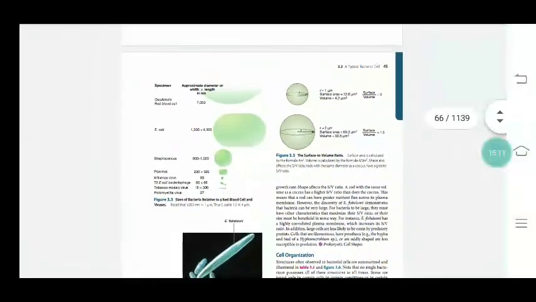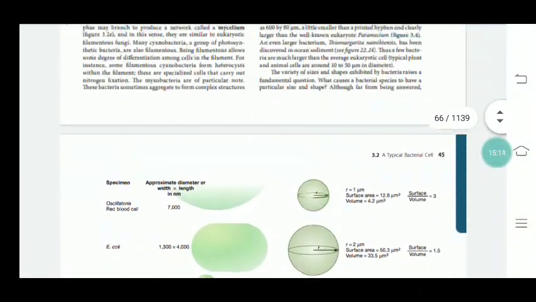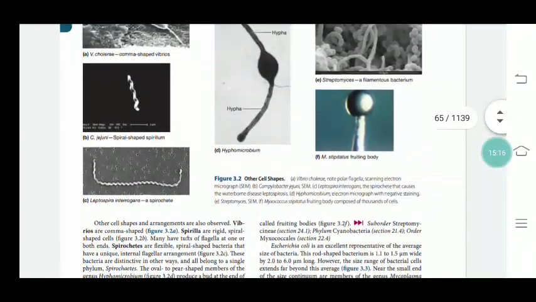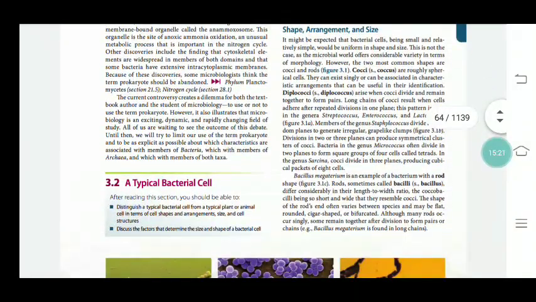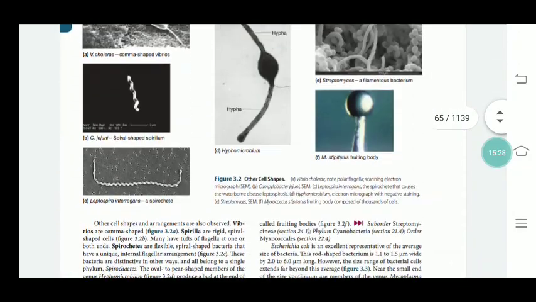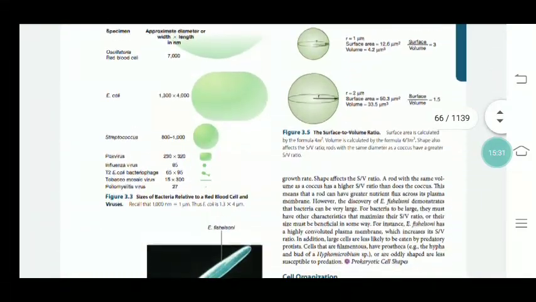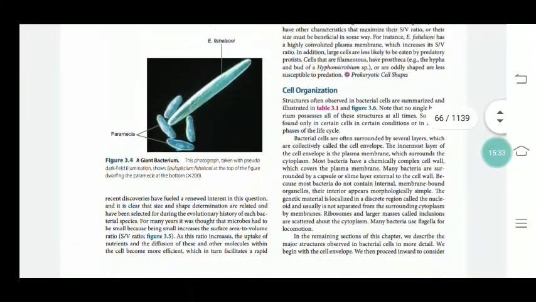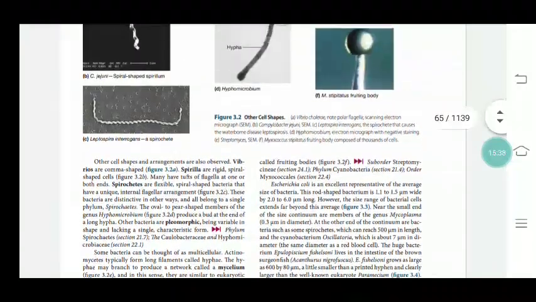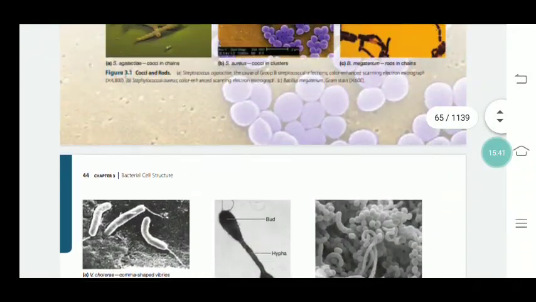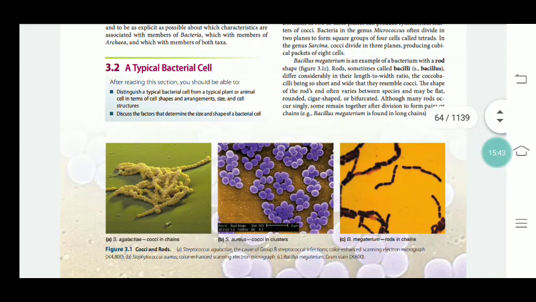Okay, so for today it's all about bacterial size and shape. Here we can see the various types of bacterial cells and their sizes, how they are measured by the surface to volume ratio, and how the surface to volume ratio is beneficial for small microorganisms which cannot be seen without the microscope. So that's all for today.